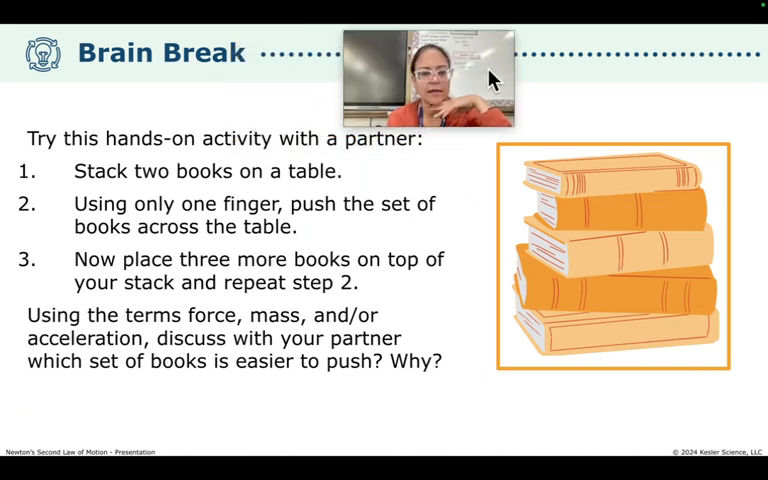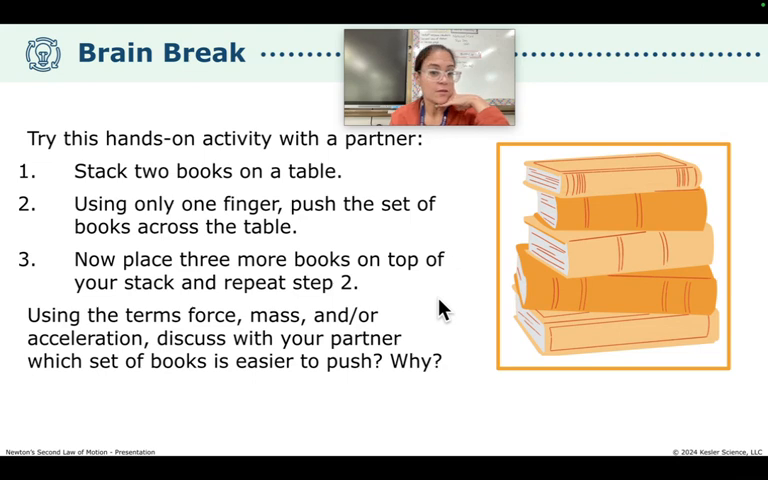All right, another brain break. So you can do this on your own, possibly. Stack 2 books on a table using only one finger. Push the set of books across the table. Not the easiest thing, but not terribly difficult. Now place 3 more books on top of the stack and repeat step 2. So how would that change, do you think? If you had a stack of 5 books, would you still be able to push it with one finger?